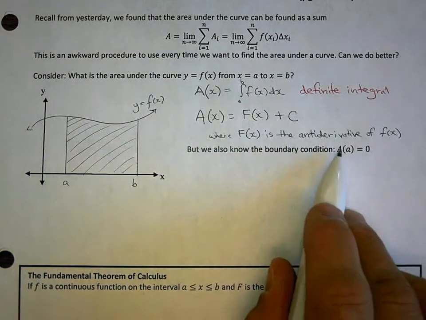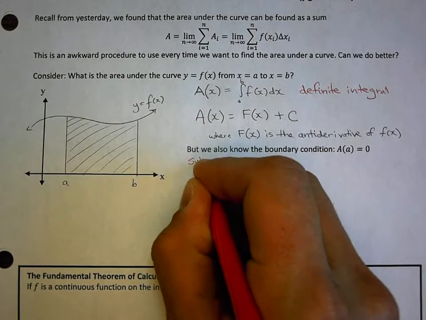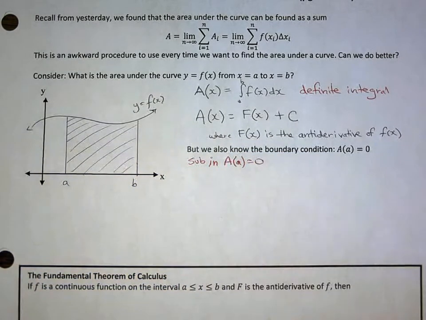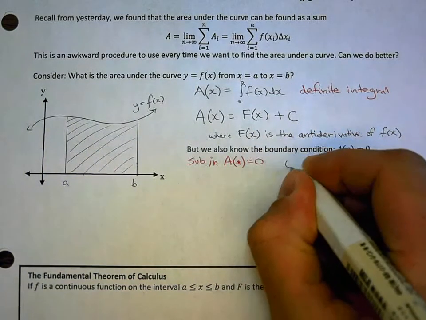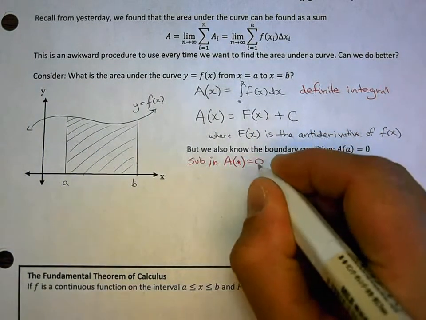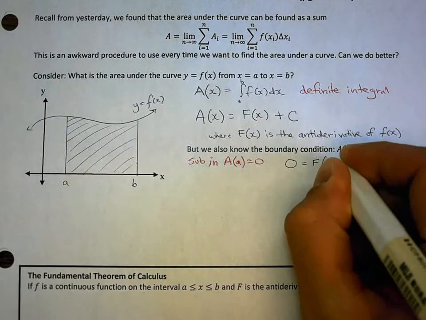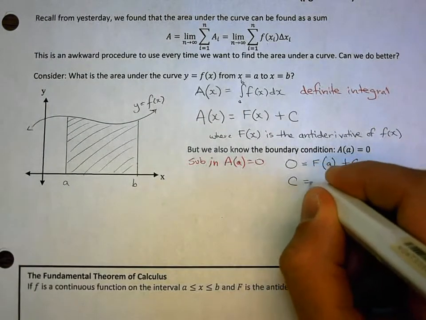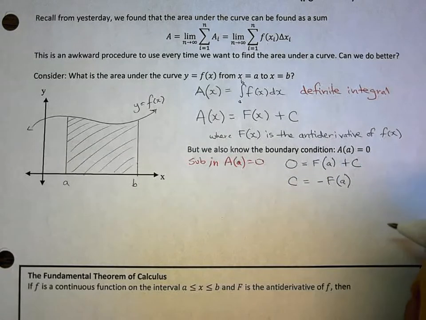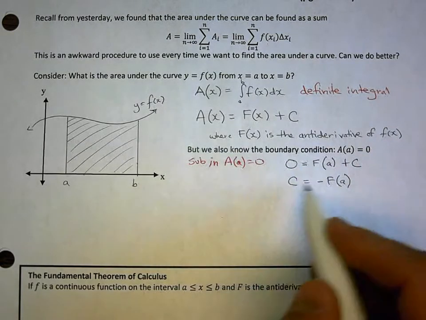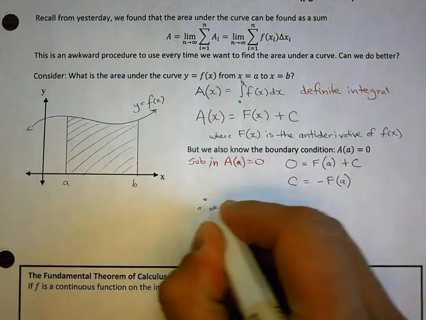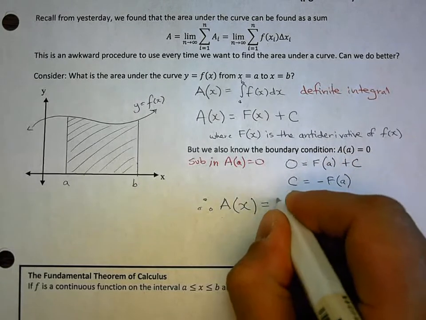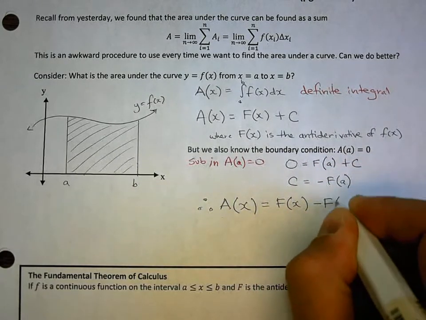So I'm going to sub in this boundary condition: A at a is equal to 0. I'm going to sub that into this expression. So I end up with 0 is equal to F at a plus c. Remember, c is that constant when we do the integral. So c is equal to negative F at a. Now I can sub this into my final expression. So therefore, A at x is equal to F at x minus F at a.